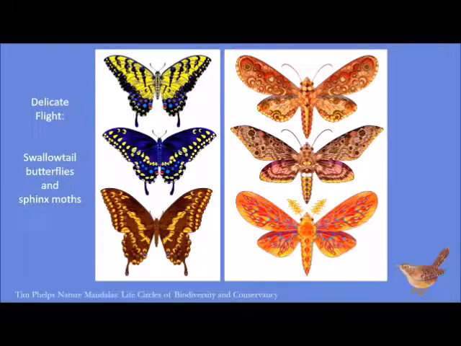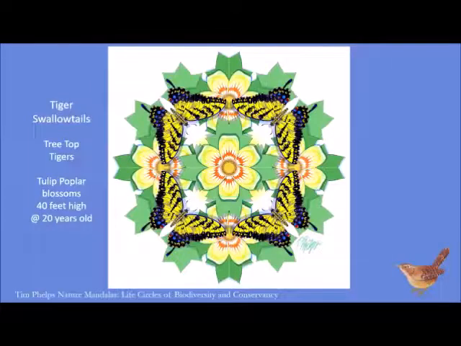So we'll head into some butterflies and moths. And these are tiger swallowtails. And I remember these as a child. They were never, at least in Indiana, where I was, they didn't seem to want to come to the ground. They were always flying 2 stories up across the top of my house. But as you'll find them on tulip poplars that grow at 40 feet high, at 20 years old is the first time they blossom. So that's why I wanted to put these 2 together and create this mandala.